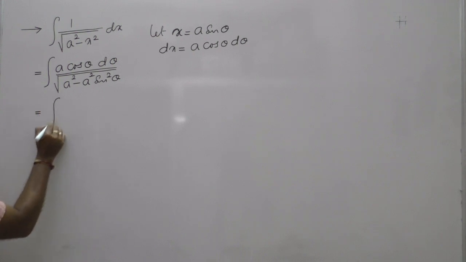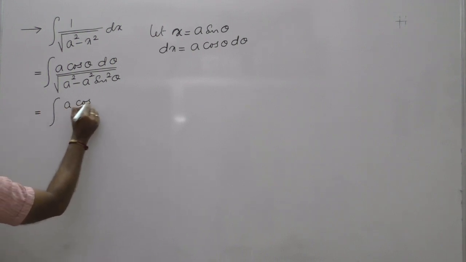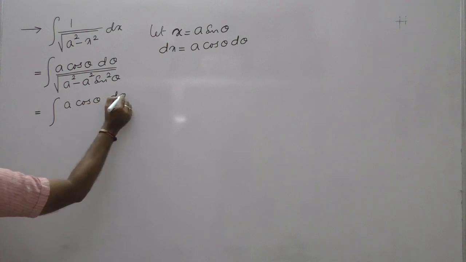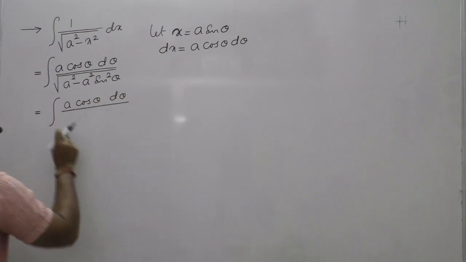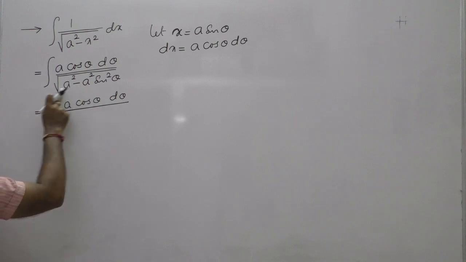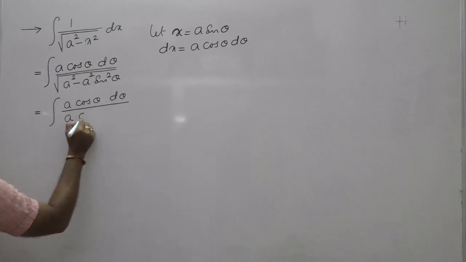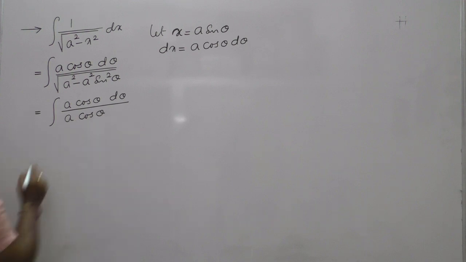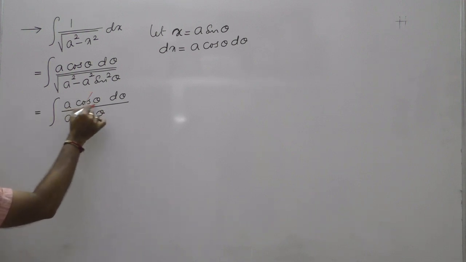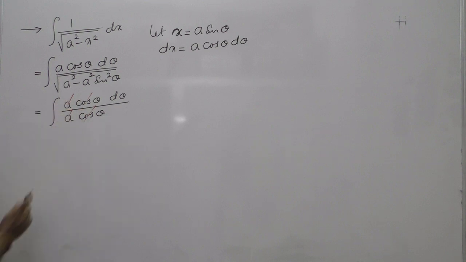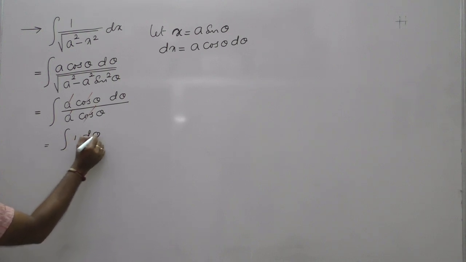Let us simplify. a into cos theta d theta. Now see what is the denominator. I can take a square common. Square root of a square is a. After taking a square common, what will be there in the root? 1 minus sin square theta, which is cos square theta. Root over cos square theta is cos theta. Therefore, cos theta and a get cancelled. I will have only 1 into d theta.